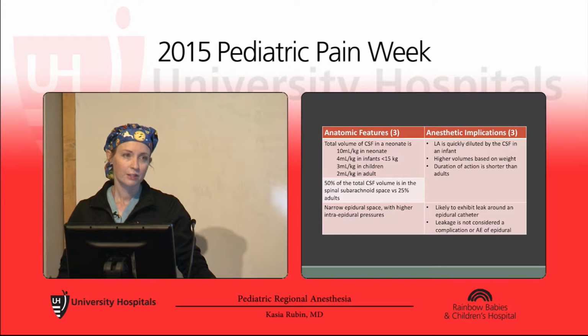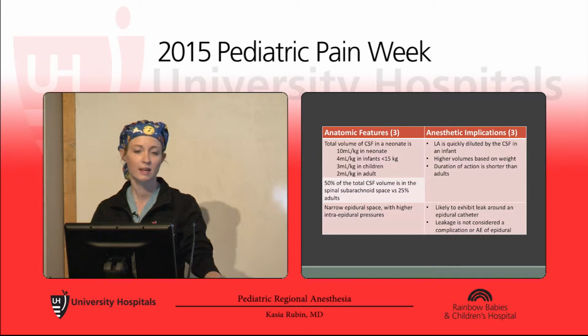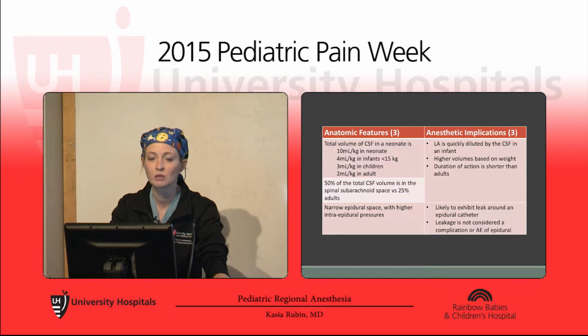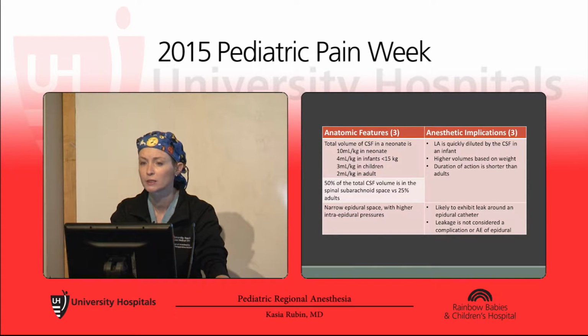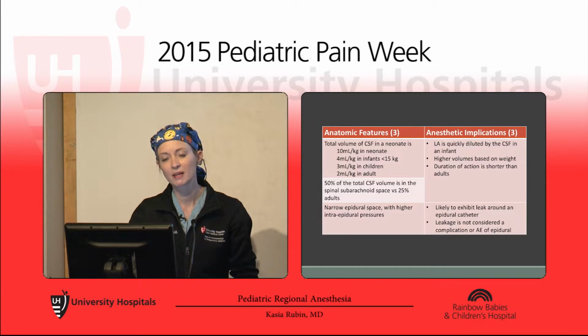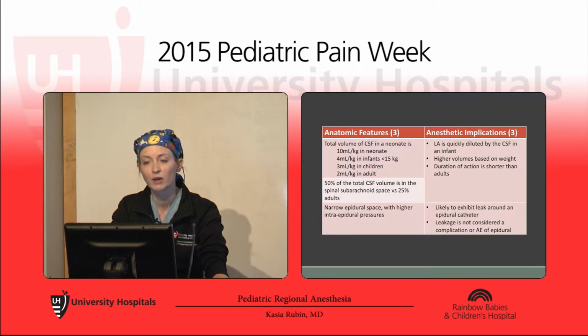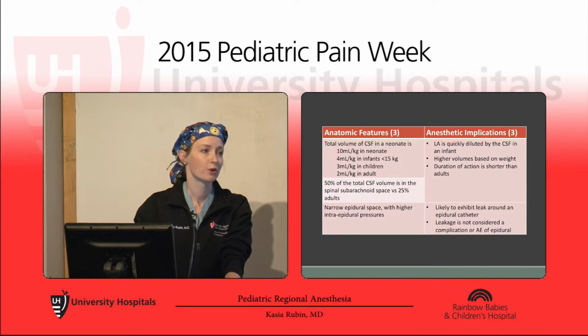Other anatomic features, these are also testable items. Your total volume of CSF in a neonate is 10 mLs per kilo versus 2 mLs per kilo in an adult. 50% of the total CSF is in the subarachnoid space versus 25% in adults. So that means that your local anesthetics get quickly diluted. You give higher volumes based on weight, but the duration of action is shorter.